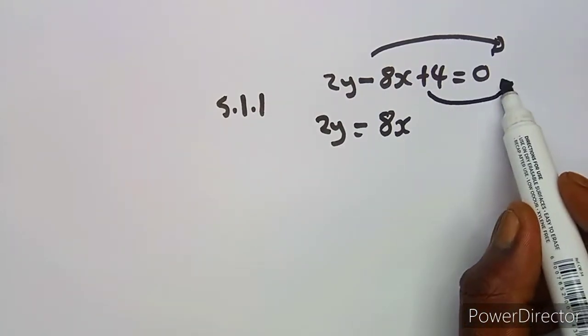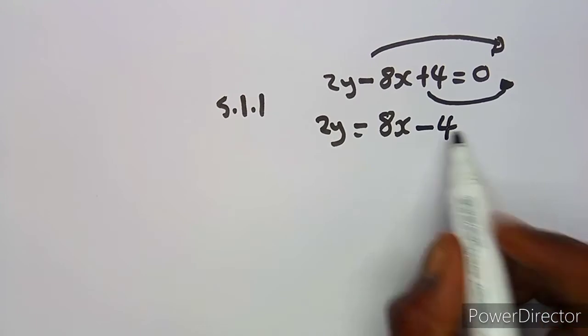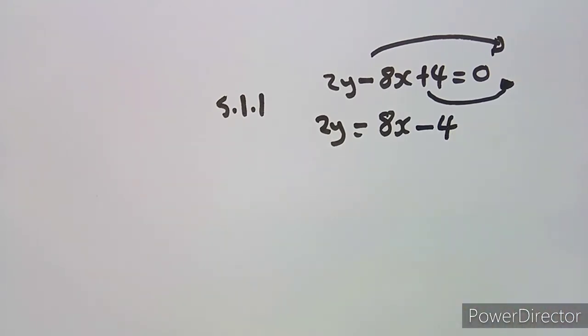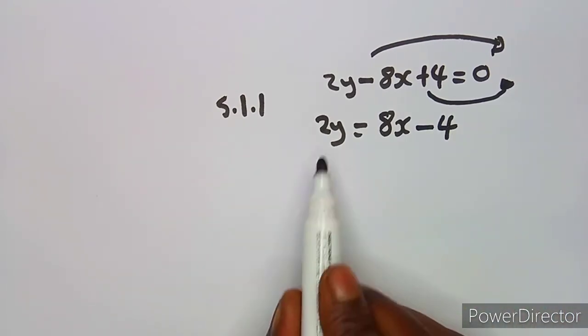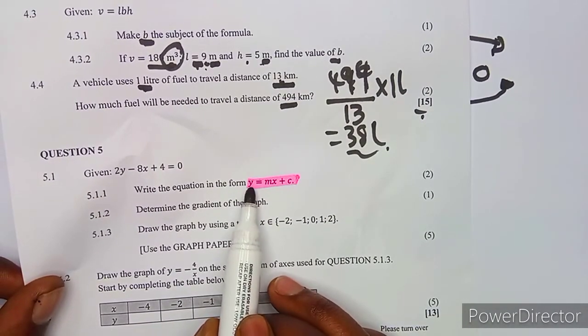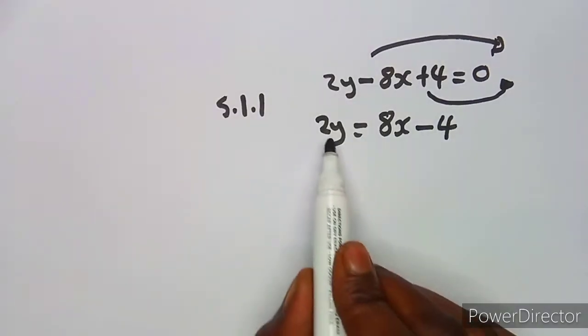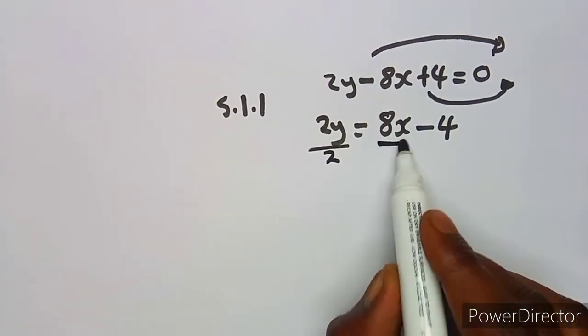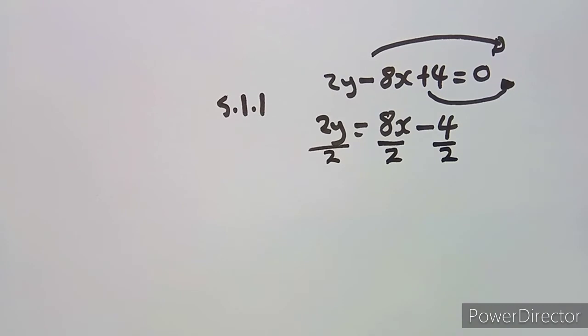4 is going to cross the equal sign, it's going to be minus 4. Every term is to cross the equal sign. This is 2y, but here we need y, not 2y. So what are you going to do? You're going to divide every term by 2. Just separate each and every term by 2, like that.